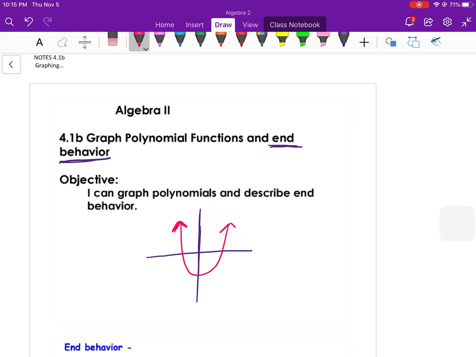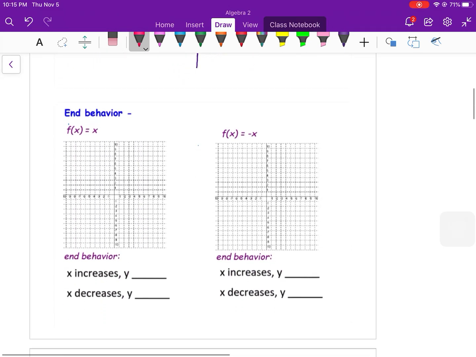I'm going to say, as I go on the x-axis and I'm increasing, so as I go to the right, the parabola that I've drawn here is going to continue to increase. As I go to the left, my parabola is going to continue to increase. So both sides are going to be increasing. That's the end behavior. And that's what we're going to talk about, because even and odd functions have very particular end behavior, and that'll help us make predictions about different things and help us model relationships with graphs later on.